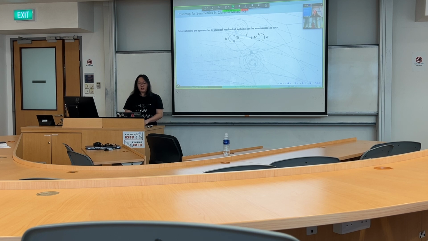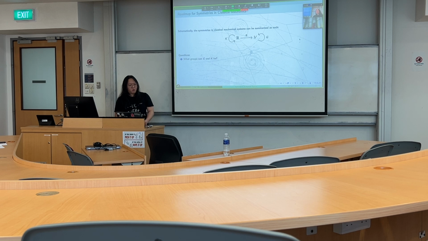Symmetries in classical mechanics. So schematically speaking, the symmetries in classical mechanical systems can be summarized using this diagram. So as previously discussed, we parameterize a curve using this Q that maps from some interval in real numbers to the configuration space. And symmetries can act on the left side, which is on the parameter space, as well as on the configuration space. So I have a few motivating questions for the next few slides.